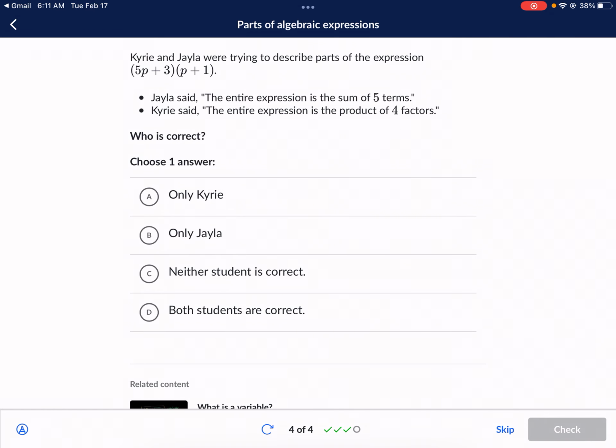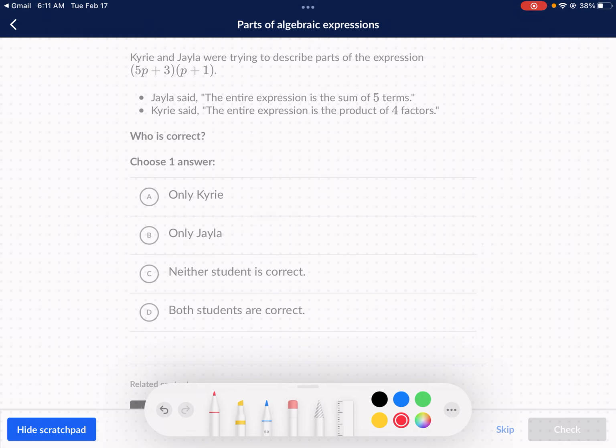Okay, so we have our last question here, and the first person says the entire expression is the sum of 5 terms, and then the second person says the entire expression is the product of 4 factors. All right, let's break it down. So I'm not sure how complex they're going to get here, again, because when you get to upper level mathematics, there's some things going on here, but let's just break down what it's saying. The sum of 5 terms. I'm going to disagree here.